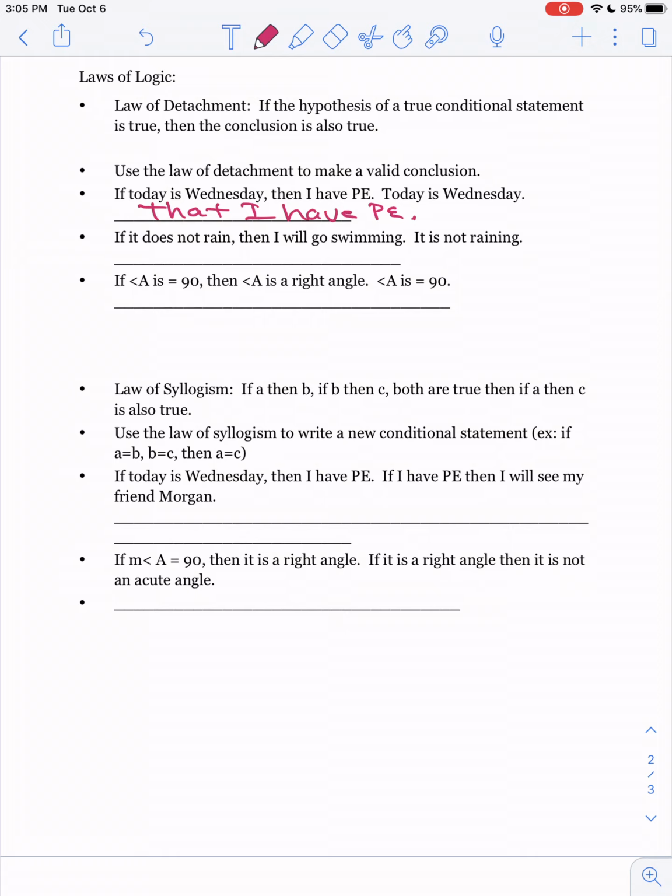It also doesn't work if they tell you the hypothesis is not true. If today is not Wednesday, doesn't mean I necessarily don't have PE. Again, I could have it a different day. If it does not rain, then I will go swimming. It is not raining. I can conclude that I will go swimming.